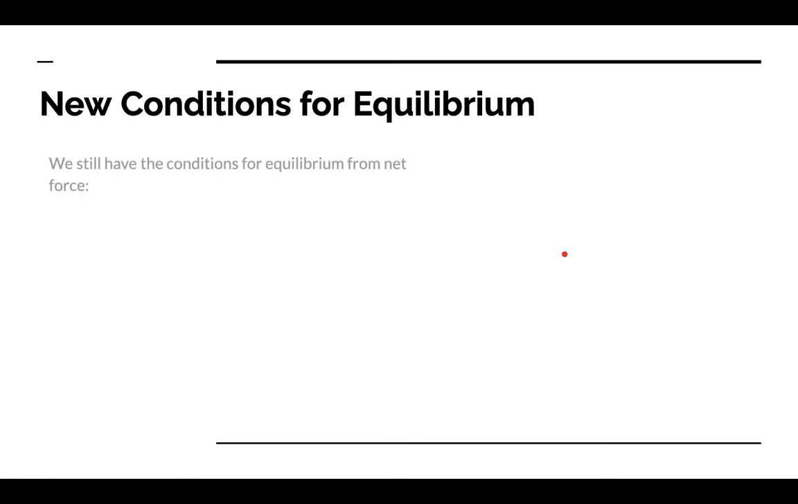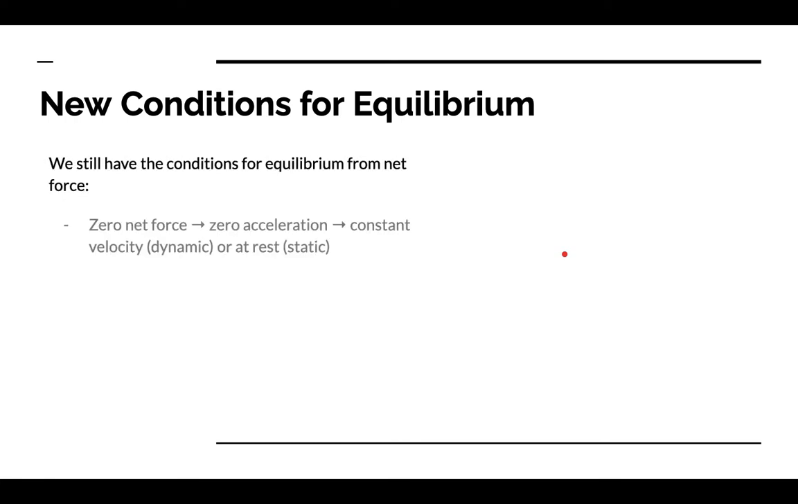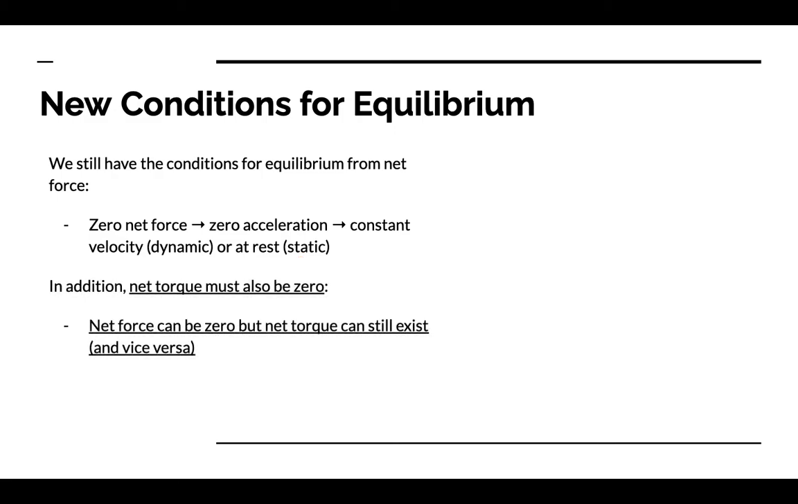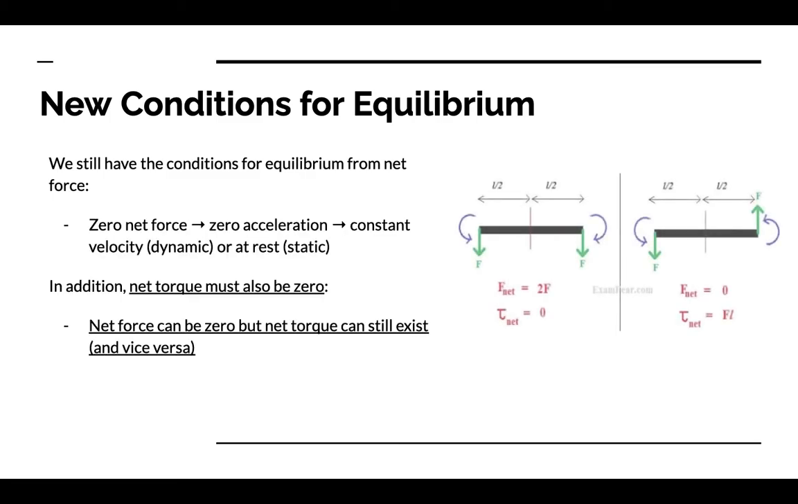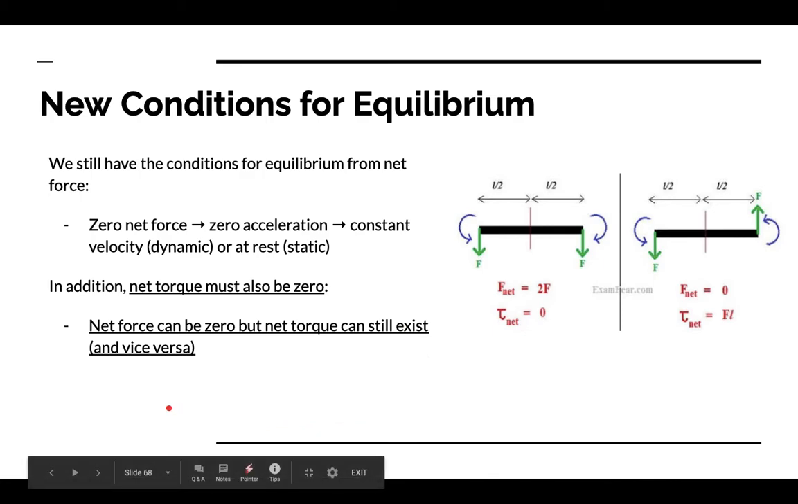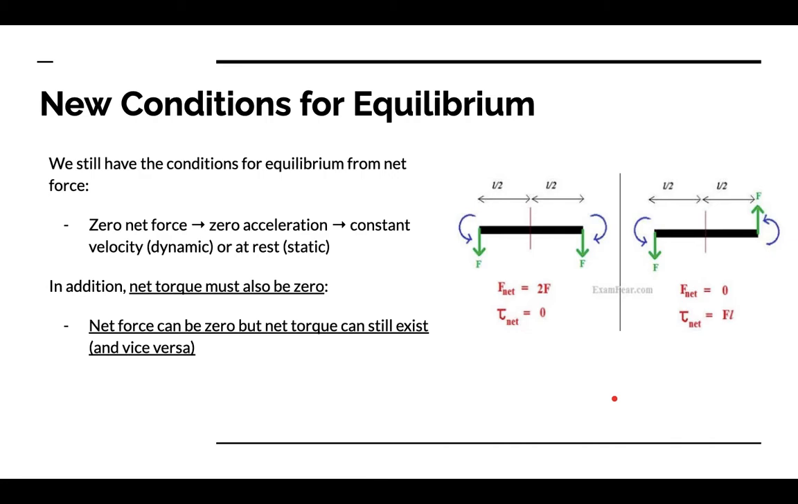So we have some new conditions for equilibrium. The old conditions that we used from Unit 2 are still prevalent, meaning there's zero net force, zero acceleration, corresponding to a constant velocity, dynamic equilibrium, or at rest, static equilibrium. However, in addition, now the net torque must also be zero. In this case, net force can be zero, but net torque can still exist. Or the net torque can be zero, but there's still a net force acting. So let's look at both of those cases.